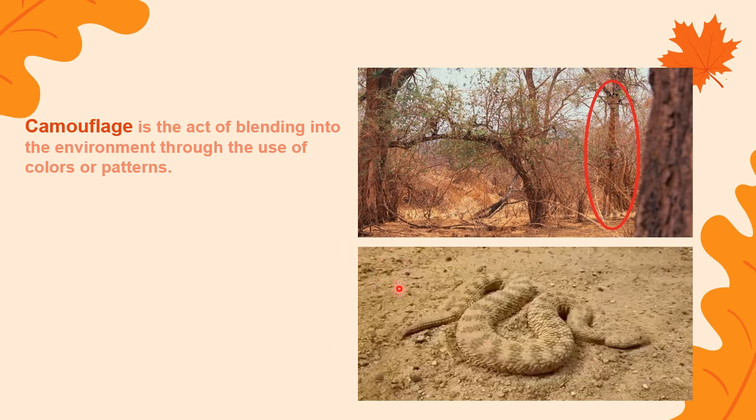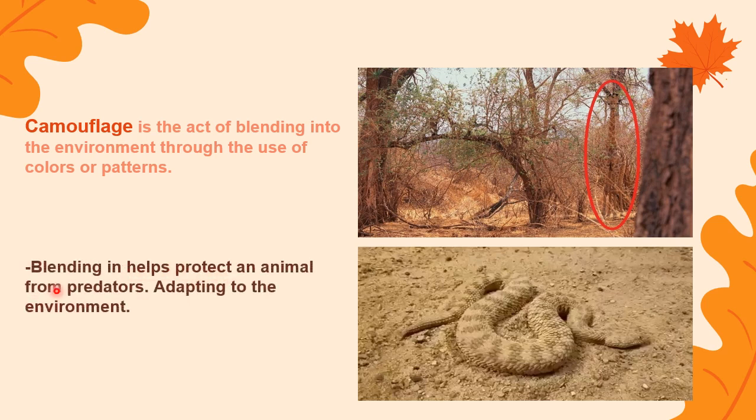And also here we have a snake. The color of the snake and the patterns of the snake are similar to the sand. So this is because of camouflage. Blending in helps protect an animal from predators or enemies, adapting to the environment. So this is a type of adaptation to the environment, and it also helps animals to hide and to catch their prey, or the animal they want to eat.